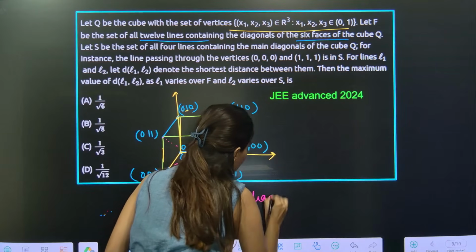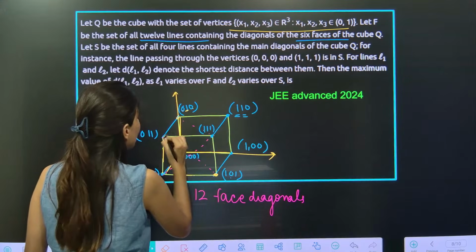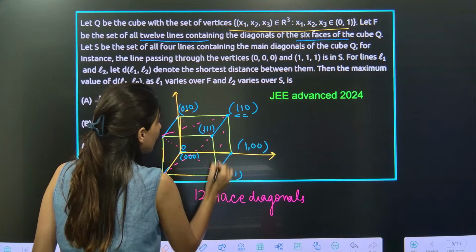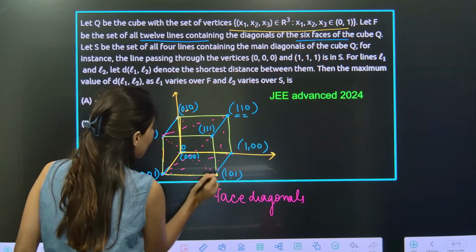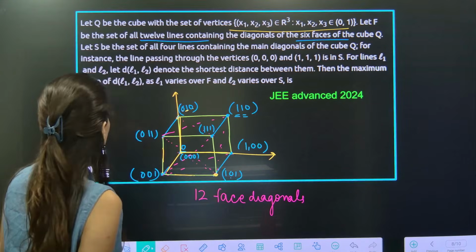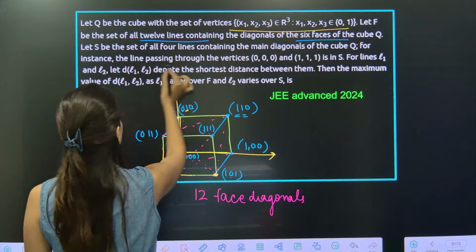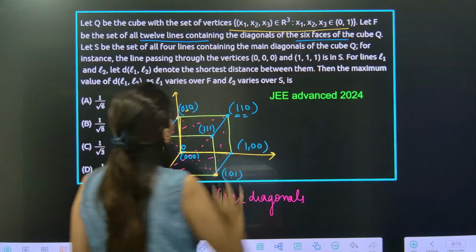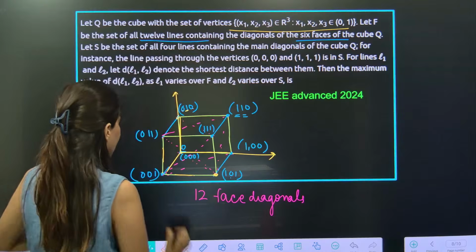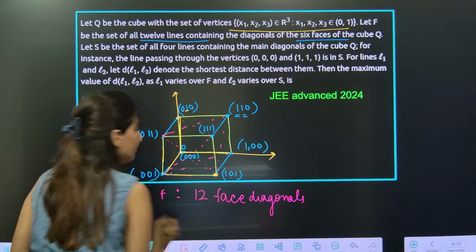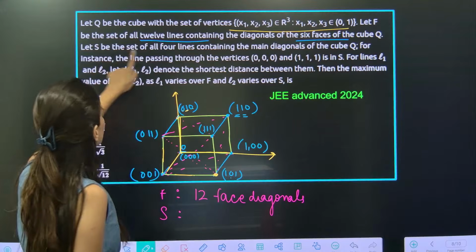Agree or not? Face diagonals. This is also a face diagonal. Every face has a face diagonal. This is also a face diagonal, right? Okay, face diagonal. So F is the set of face diagonals, and there is another set which is S, all the 4 lines containing main diagonals.